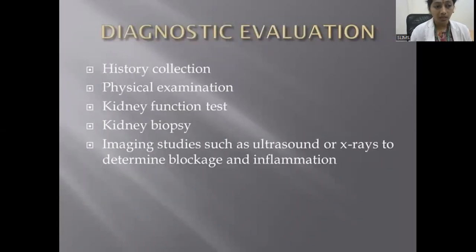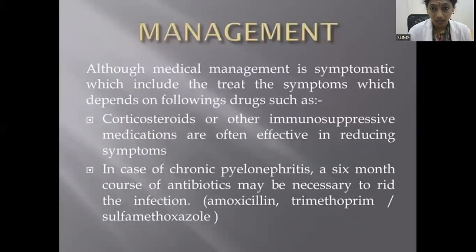So coming to the diagnostic evaluation, we need thorough history collection and physical examination, kidney function test, then renal biopsy. Imaging studies such as ultrasound or X-rays are used to determine the blockage as well as the inflammation. Kidney function tests and kidney biopsy help rule out any infections as well as any tumors or polyps, and to rule out impaired glomerular filtration. In the physical examination and history taking, we collect details such as how frequent the pain is, its characteristics, intensity, duration and site.